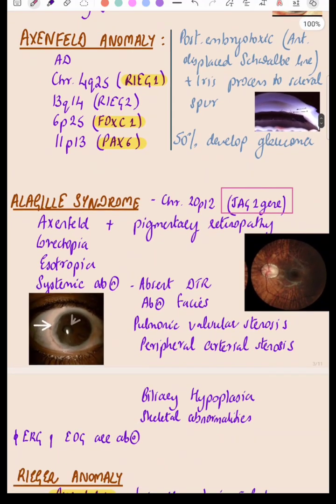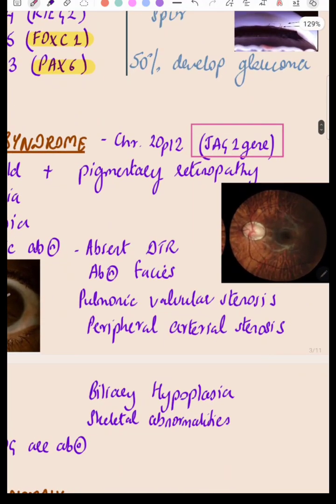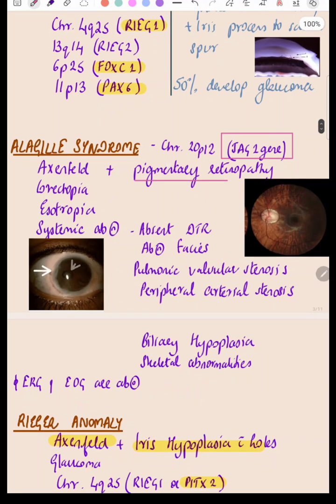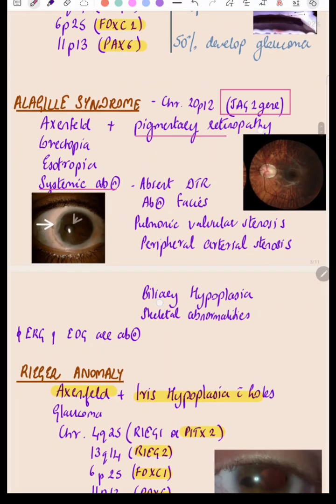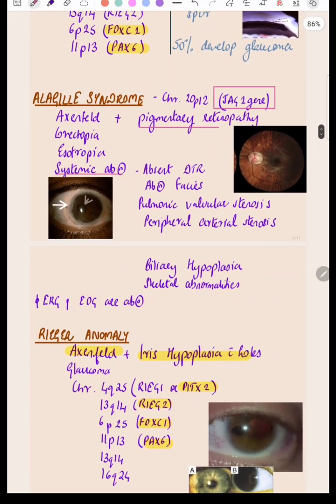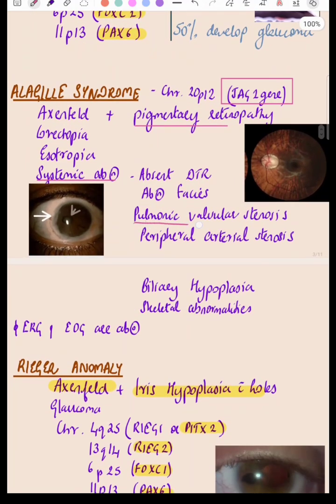Alagille syndrome is associated with posterior embryotoxon and other fundus changes like pigmentary retinopathy and optic disc dysgenesis. There are other systemic abnormalities in Alagille syndrome, like absent deep tendon reflexes, abnormal facial features, pulmonary valvular stenosis and peripheral arterial stenosis. Because of this, the patient has a high risk of pulmonary embolism.